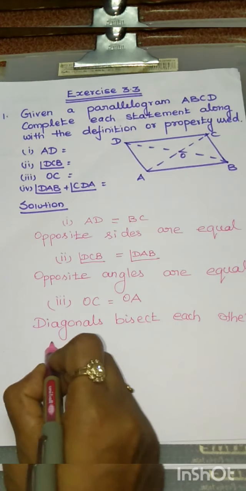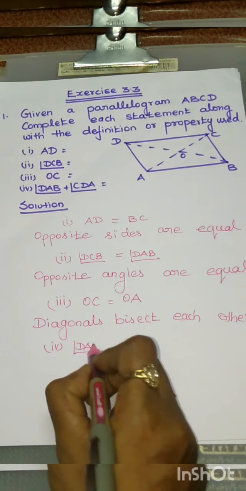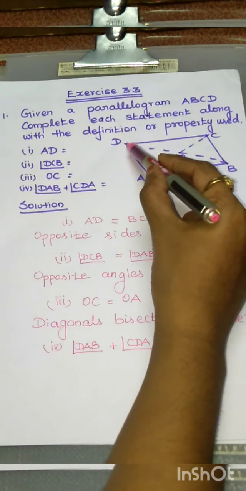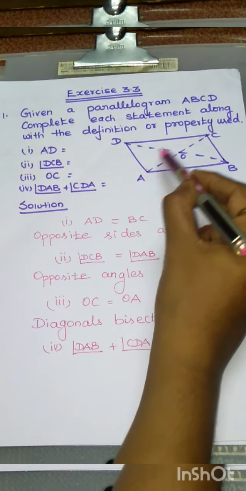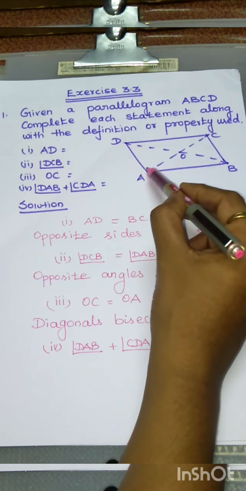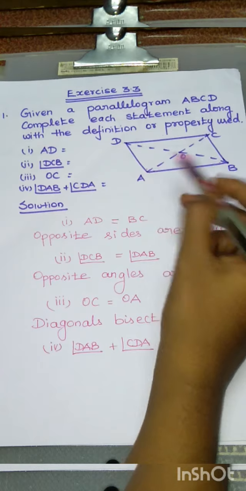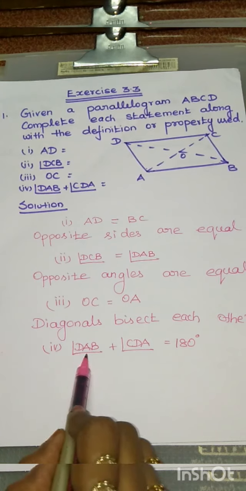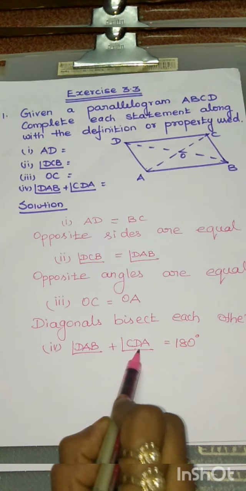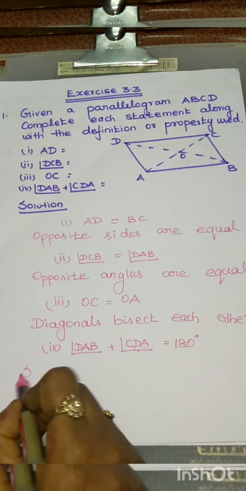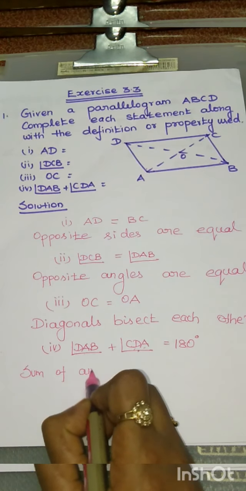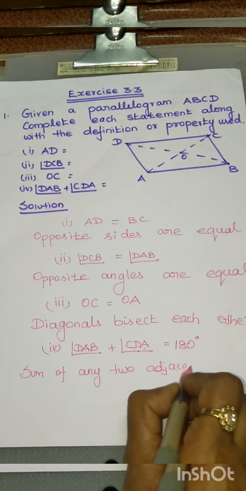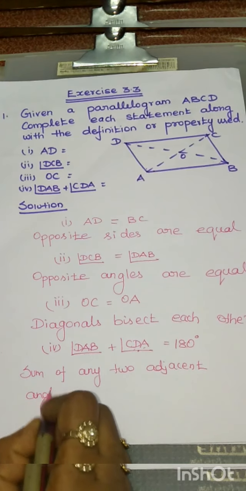Next one. What is the fourth value? Angle DAB plus angle CDA. That is our question. DAB, this angle, and CDA. Actually we know the sum of any two adjacent angles is supplementary. Supplementary means that it is 180 degrees. Okay. Reason is DAB plus CDA are any two adjacent angles. So the answer is 180 degrees. The sum of any two adjacent angles are supplementary.